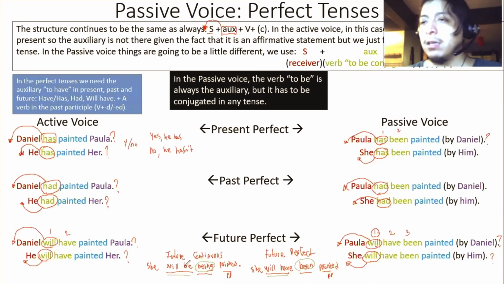Aquí dice ella estará siendo pintada, esto estará en progreso. Aquí dice ella habrá sido pintada, ya se habrá acabado. Mañana en la tarde, hoy es lunes, mañana a las 2 ella estará siendo pintada, ¿sí? Ya quedaron de acuerdo Daniel y Paula, entonces mañana en la tarde ella estará siendo pintada. Entonces, el miércoles que yo vea a Paula, ella ya habrá sido pintada. ¿Sí me explico? Ok.